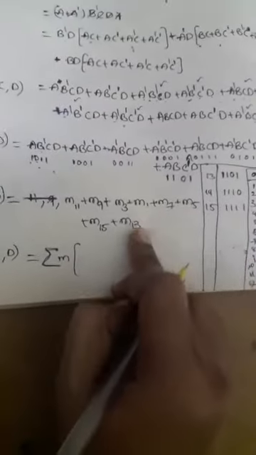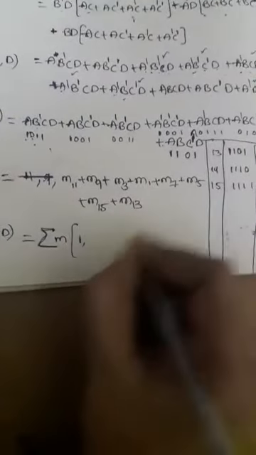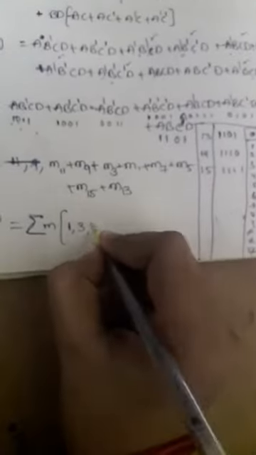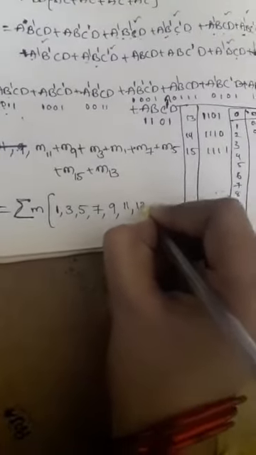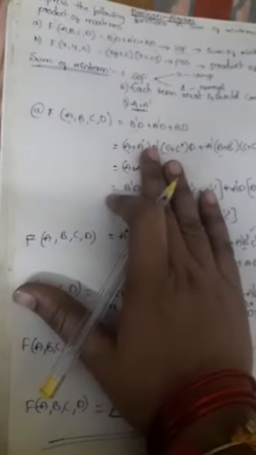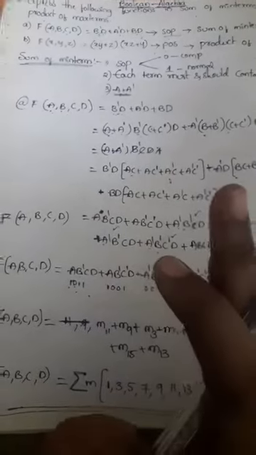Okay, now write it as it is. So write in the serial formation, that is nothing but 1. After 1 we'll have 3, 5, 7, 9, 11, 13 and 15. This is the final result for this Boolean function. Okay, so this is the procedure for the sum of min terms.